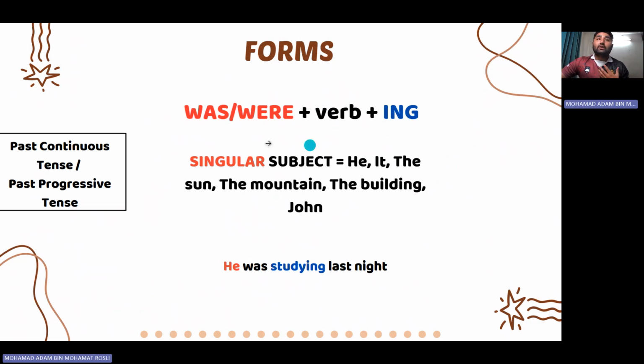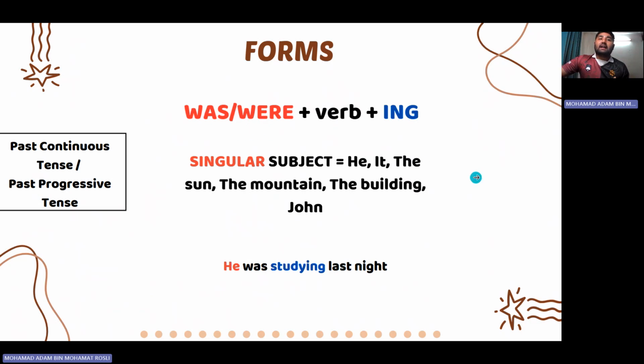So, why do we use was or were only? Why don't we use other verb to be such as am, is, or are? As its name suggests, past, we need to remember that the tense we are using is in the past tense. Therefore, we need to use the past verb to be, which is was or were. Am, is, and are are verb to be in the present form. Therefore, we cannot use them and we only use either was or were.